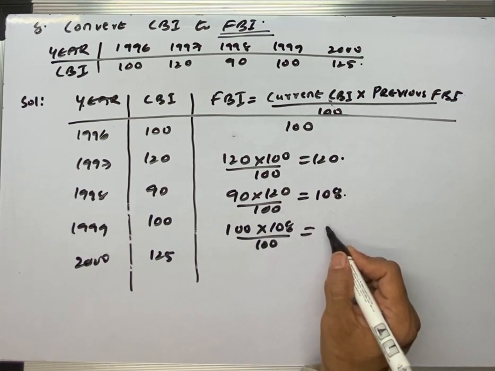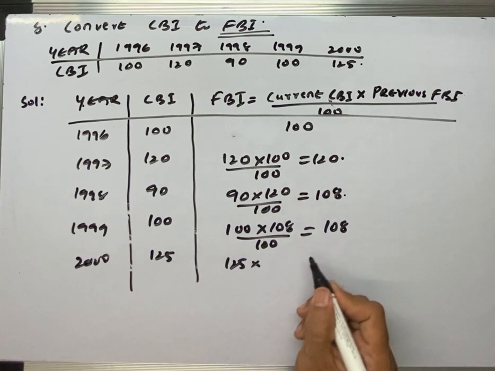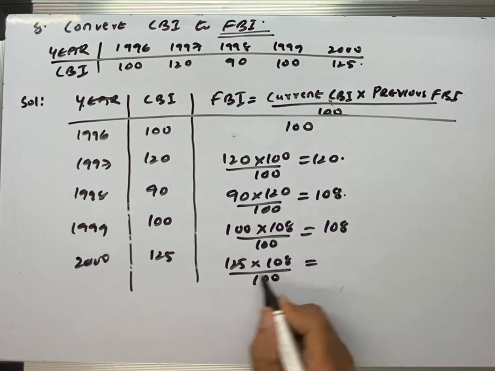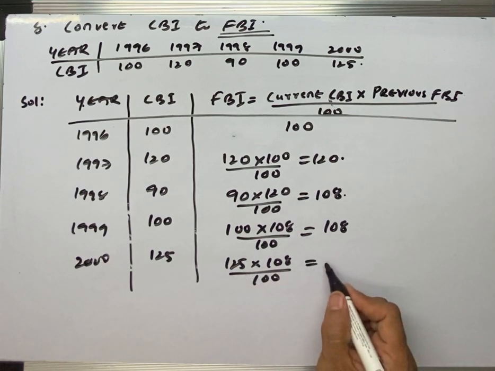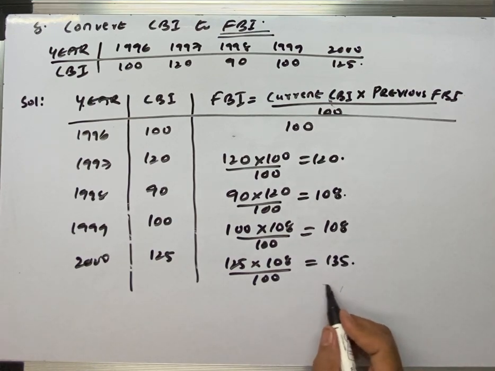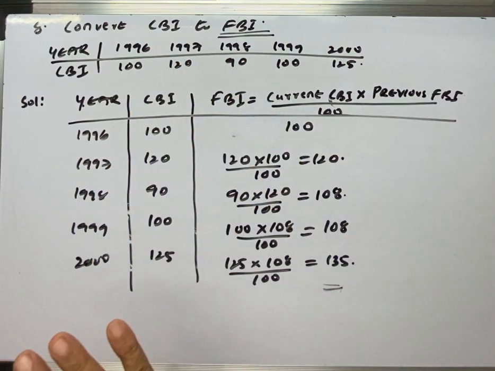See, everything depends upon the formula which we are using. 125 into previous value 108 divided by 100. So what is the value? Using a calculator, multiply and divide by 100. You will get some decimals, avoid decimal values, write the perfect value. So we have converted CBI to FBI. In the previous question we did FBI to CBI.